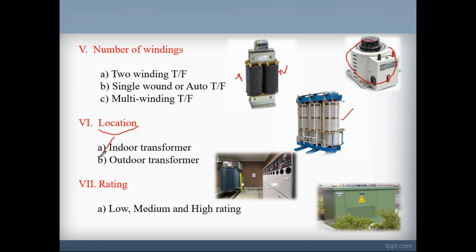And based on the location, one is indoor and outdoor. Indoor means when we place the transformer underground, we call it an indoor transformer. When we use the transformer outside, in our outer environment, that is an outdoor transformer. And based on the ratings, it is classified into 3 types: low, medium, high rating. So these are the 7 types of transformers we use in real-time applications based on these parameters. Okay students, this is about today's class, and the remaining working principle and construction we will discuss in tomorrow's class.